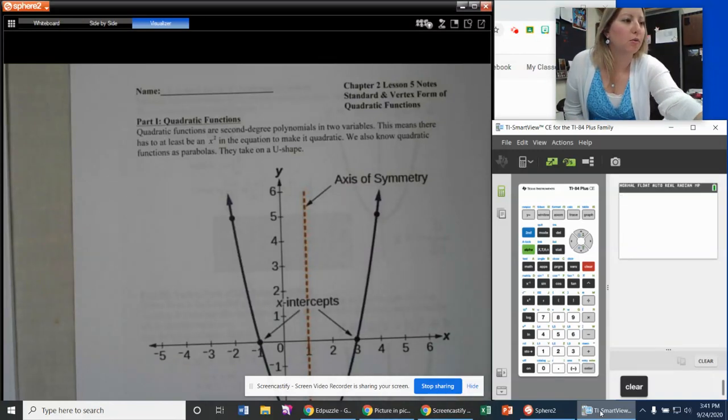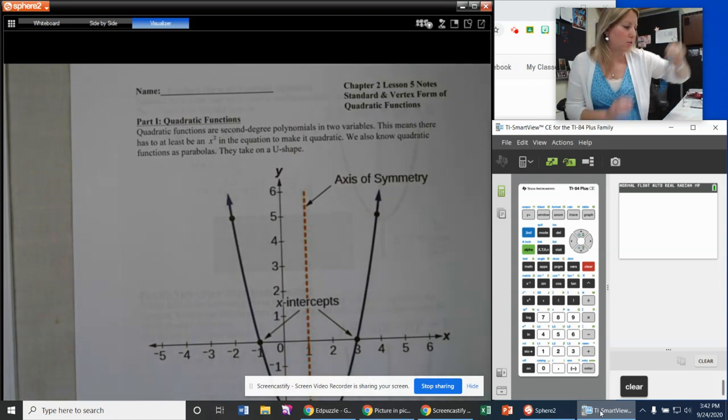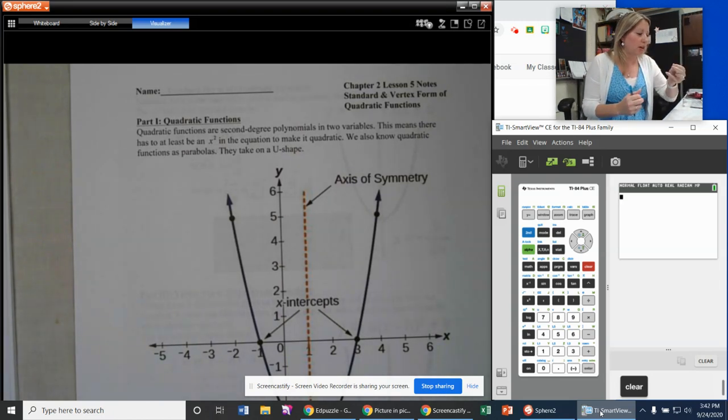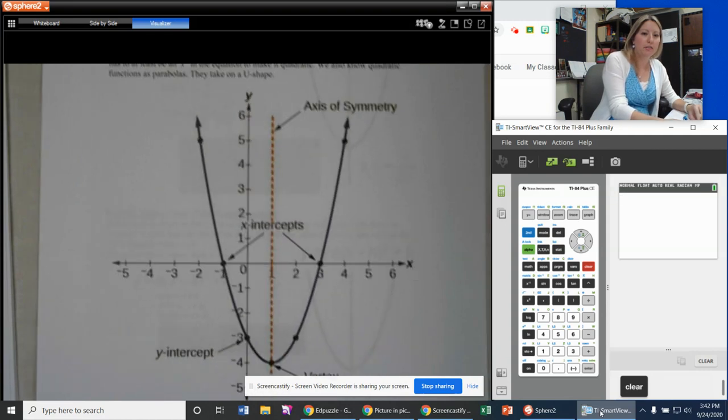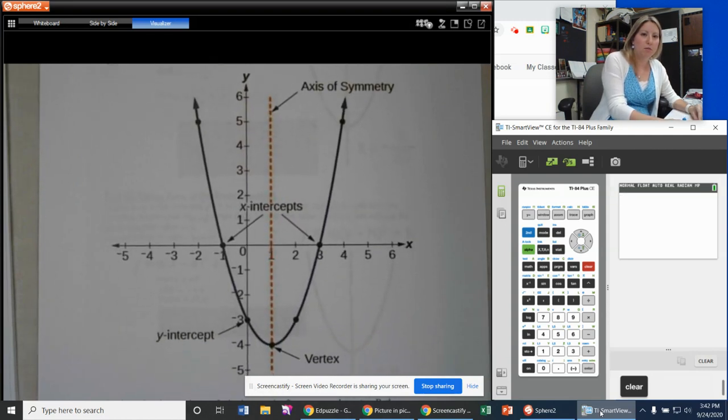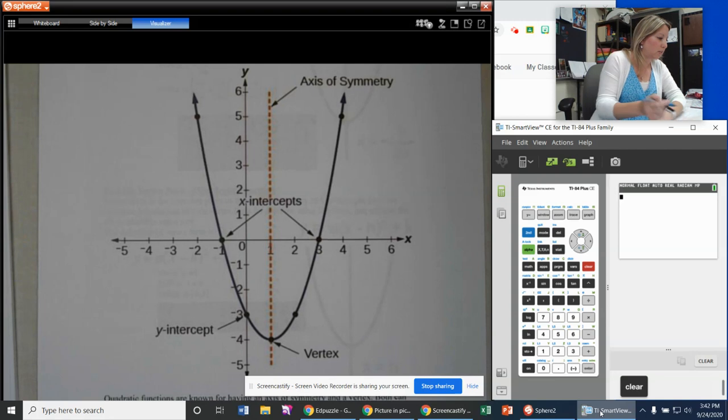Analysis. And welcome to your Chapter 2, Lesson 5 notes. And we are looking at standard and vertex form of quadratic functions. So, parabolas, right? Quadratics. Let's take a peek at a nice, beautiful parabola and its pieces.